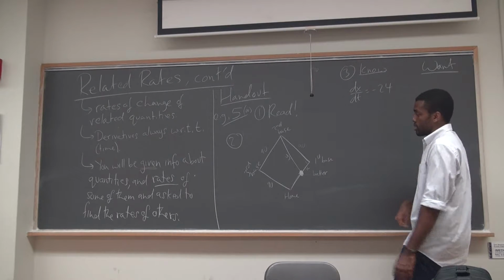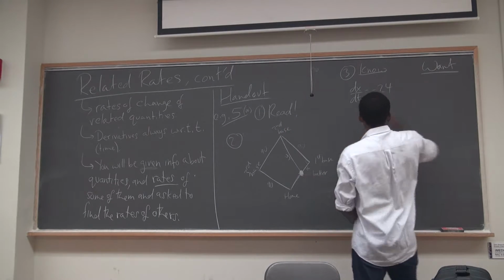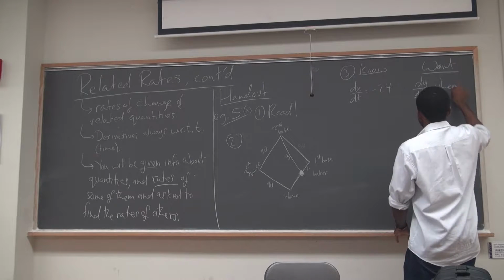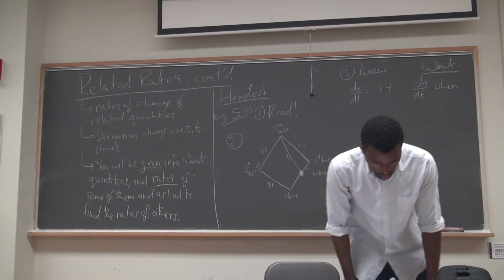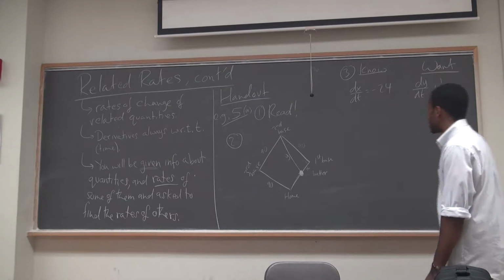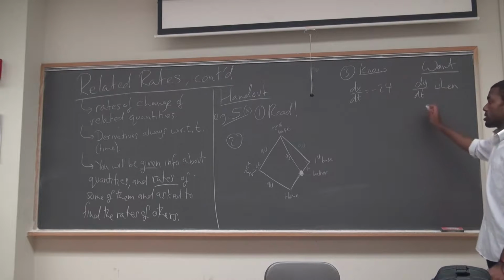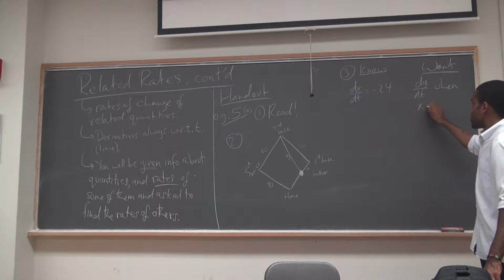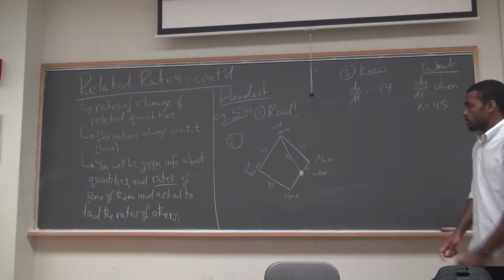What do we want? dy/dt, and we want that at a certain instant, right? We want dy/dt when what happens? At what rate is the distance from second base decreasing when he's halfway to first base, right? So halfway to first base means, how do I describe that situation? When x is 45. When x is 45, right?